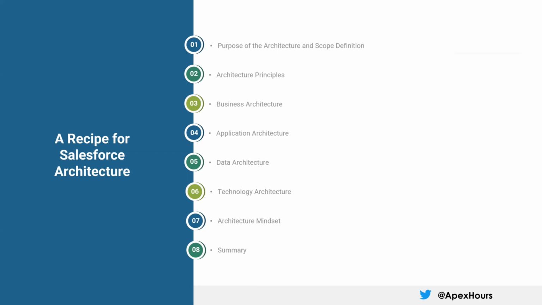So what are the different ingredients that you require? First of all, why are you doing this whole architecture in the first place? And what is the scoping around that? Later on, we'll touch base on the architecture principles. Then we will talk about four major pillars for any architecture: the business, application, data, and technology. Of course, everything is around Salesforce. Later on, we'll also talk about some soft skill parts of it, the architecture mindset and the communication part of it. And later on we can summarize.